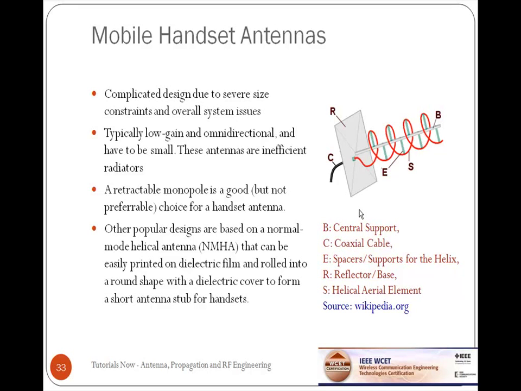In early designs, a retractable monopole was a good, but really not a preferable choice for handset antenna. But more recent popular designs are based on normal mode helical antennas that can be easily printed on dielectric film and rolled into a round shape with the dielectric cover to form a short antenna stub for handset. Here's an example of the helical antenna with the helix and the reflectors and the coax that is used for feeding the RF electronics, shown here as an example.